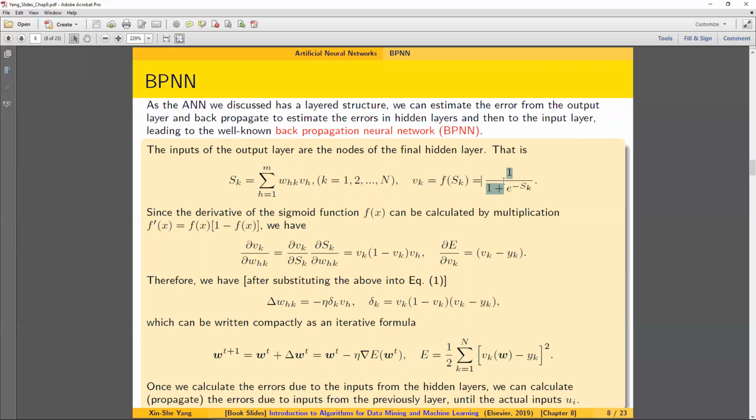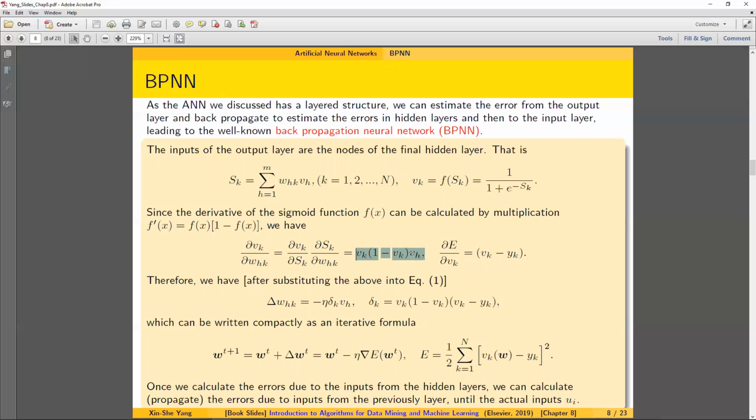If we're using a sigma activation function, then we know that V_K prime is f(x)(1 minus f(x)). If we take the partial derivative of V_K in terms of W_HK, it becomes the partial derivative in terms of S_K and S_K in terms of W. So we can simplify the calculation based on this partial derivative. You can come back with this relationship.